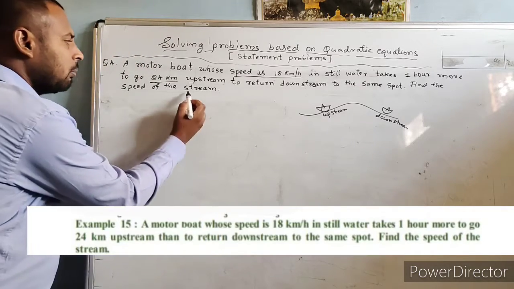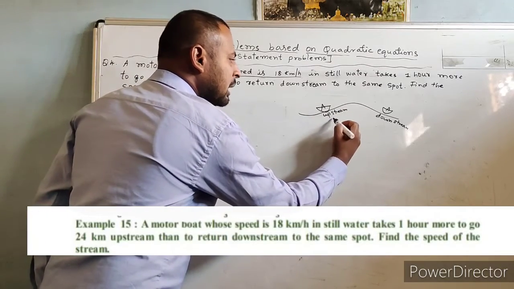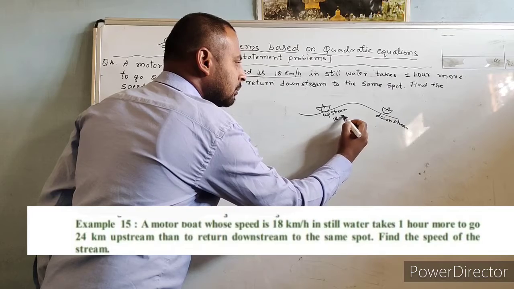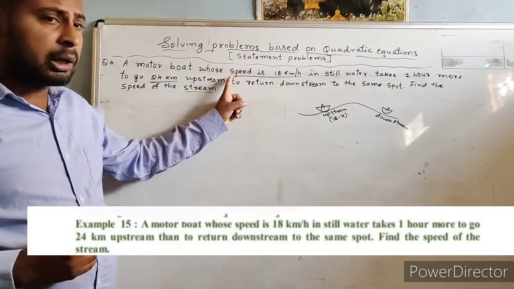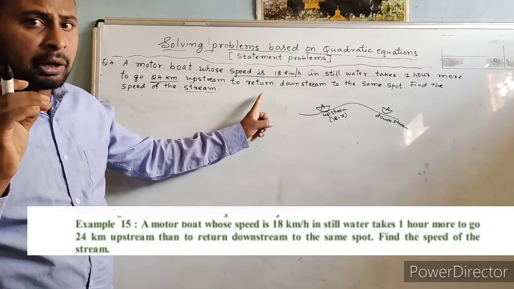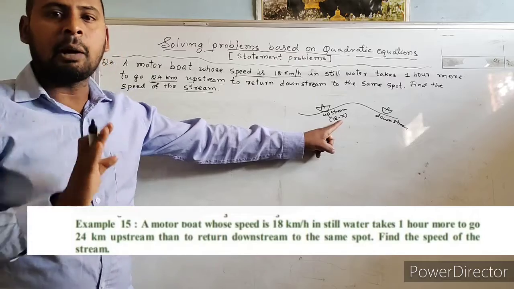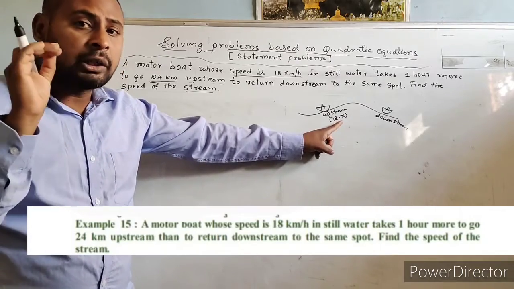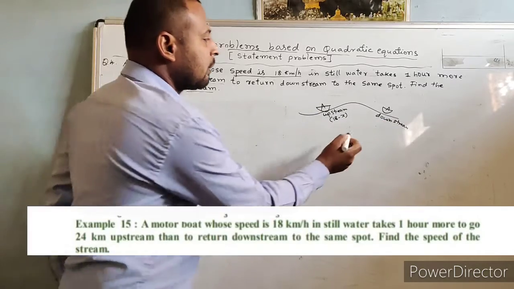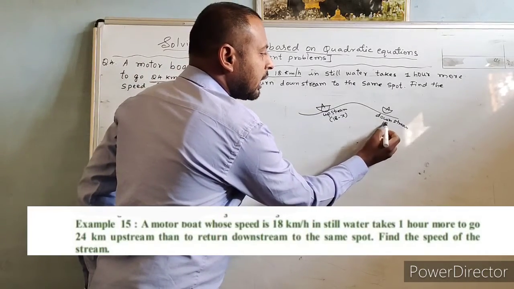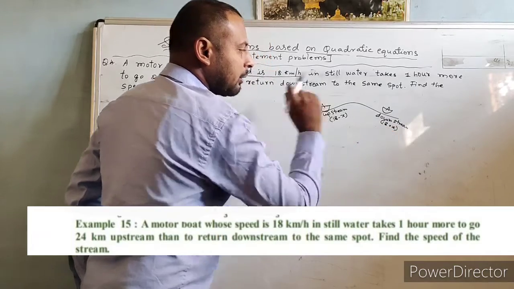The speed of the stream will be x km per hour. In upstream the speed decreases. Now here the speed of the motorboat is given as 18 km per hour. In case of upstream the speed will decrease. Now in case of downstream the speed increases. So that means it is written as 18 plus x km per hour.